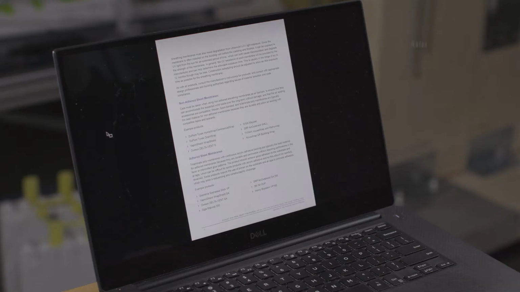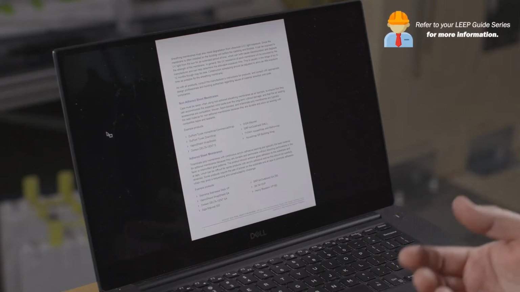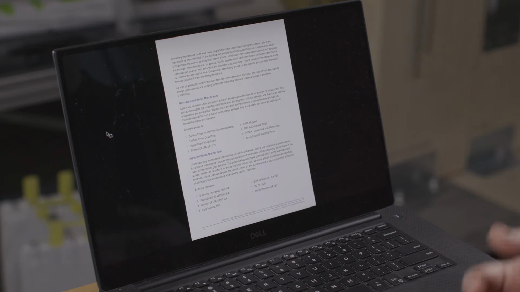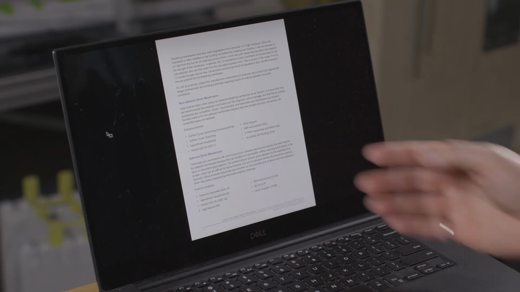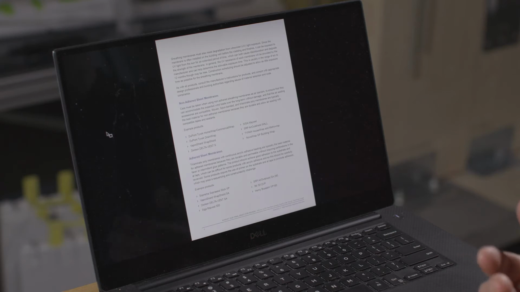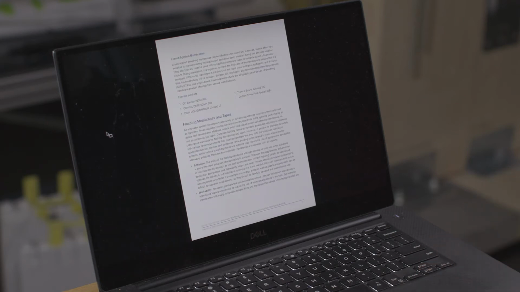Also, we have adhered sheet membranes. Adhered sheet membranes are self-adhered membranes that are often used as an air and water resistant barrier. Again, there are seven materials here that are available pretty widely in Canada that can also satisfy that component.